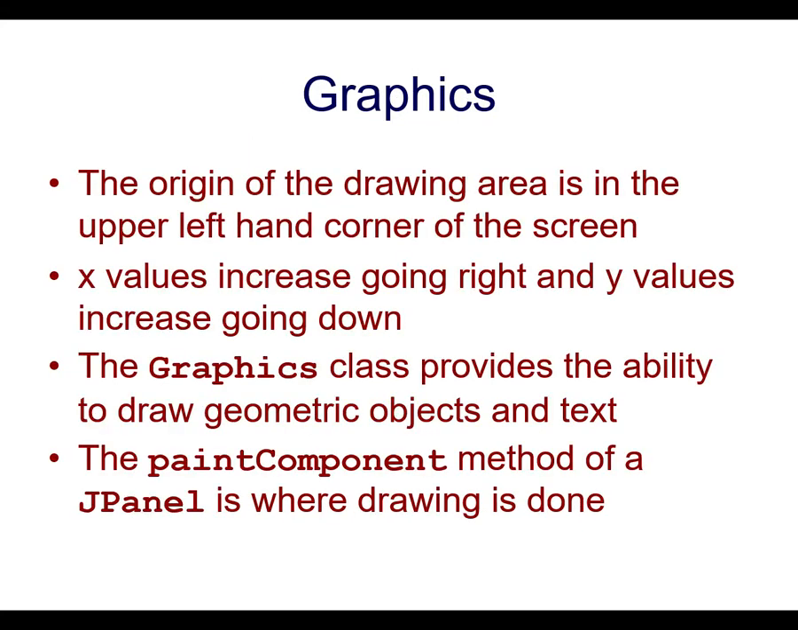We begin with an explanation of the Java coordinate system and the classes and methods needed to draw graphic images. The origin of the drawing area is the upper left-hand corner of the screen. The drawing area represents one quadrant of the Cartesian plane. That quadrant is numerically like the first quadrant, but reflected across the x-axis. By that we mean that x values increase going from left to right, and y values increase going from top to bottom.